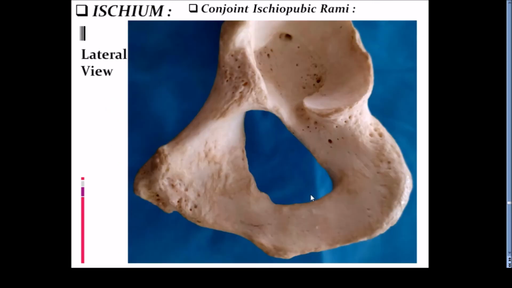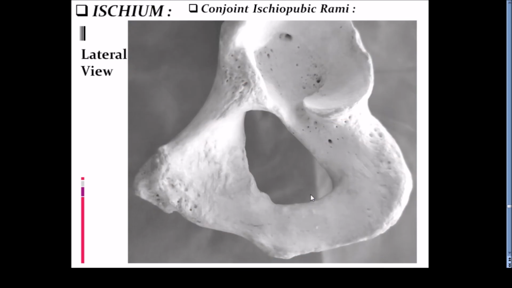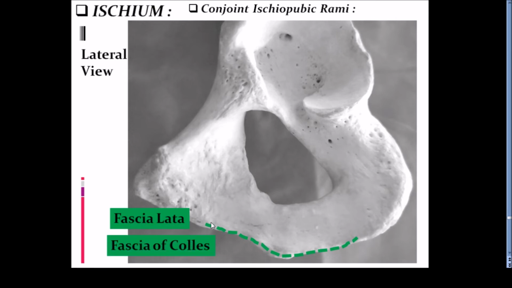Now attachment. The lower border of the ischiopubic rami, this is the lower border of ischiopubic rami, provides attachment to two structures, fascia lata and the Colles fascia of perineum. So both these structures attach on the lower border of the ischiopubic rami.